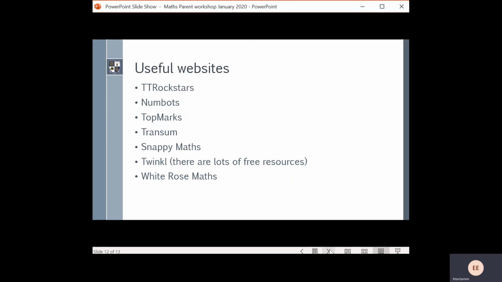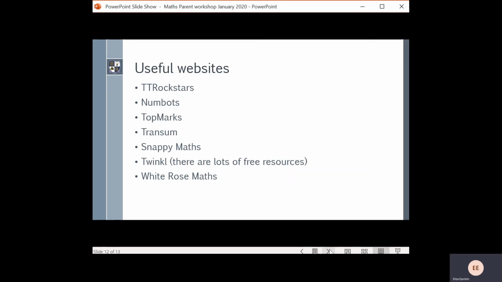And also White Rose Maths. Again, it is a subscription that is chargeable, but actually there are some free activities. There's parent workbooks on there. There's quite a lot actually that's been left on there from school closures. So that's a good place to look.